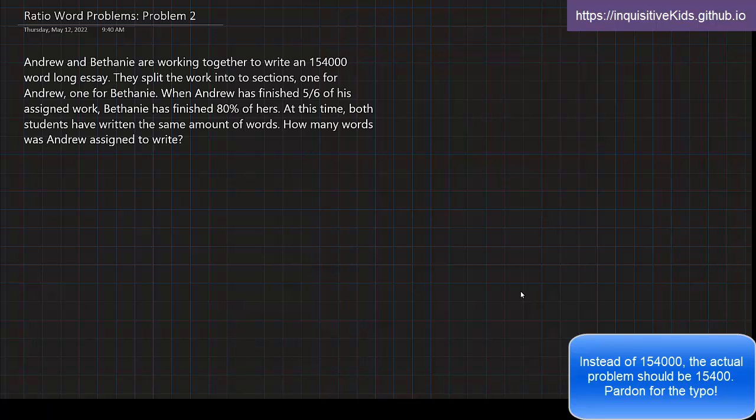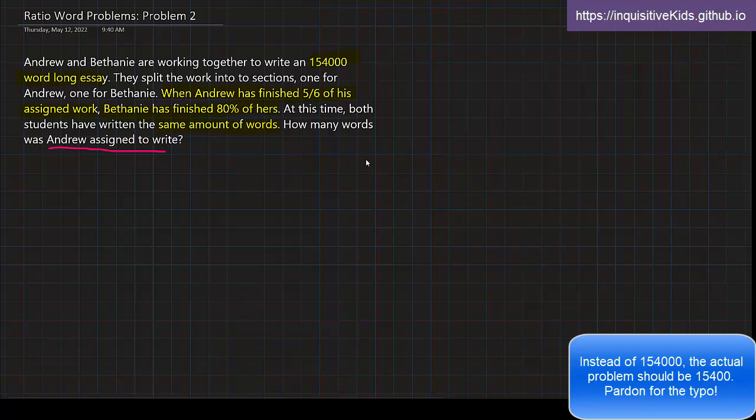Problem 2. Andrew and Bethany are working together to write a 154,000-word-long essay. They split the work into sections, one for Andrew, one for Bethany. When Andrew has finished 5/6 of his assigned work, Bethany has finished 80% of hers. At this time, both students have written the same amount of words. How many words was Andrew assigned to write?